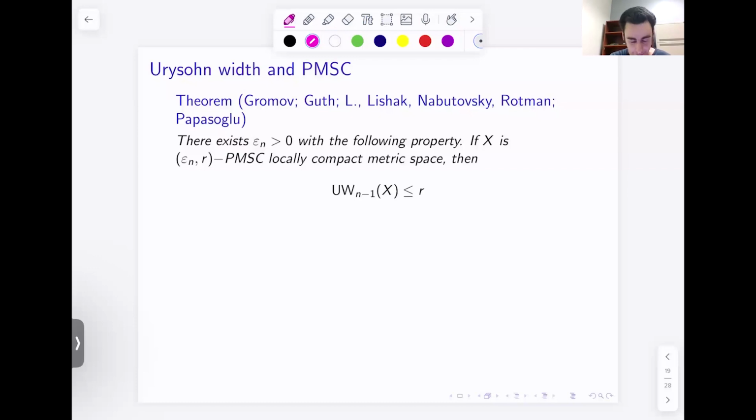And there is this very straightforward connection that if you have that the volumes of all balls are bounded by epsilon n times r to the n, then you have n minus 1 dimensional Urysohn width of your metric space bounded by r.